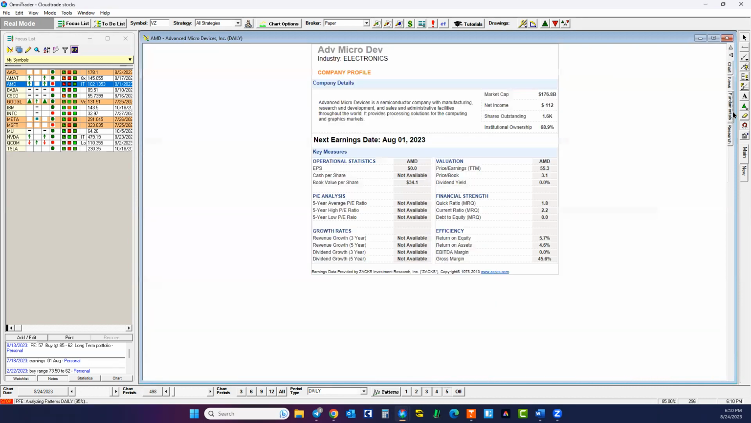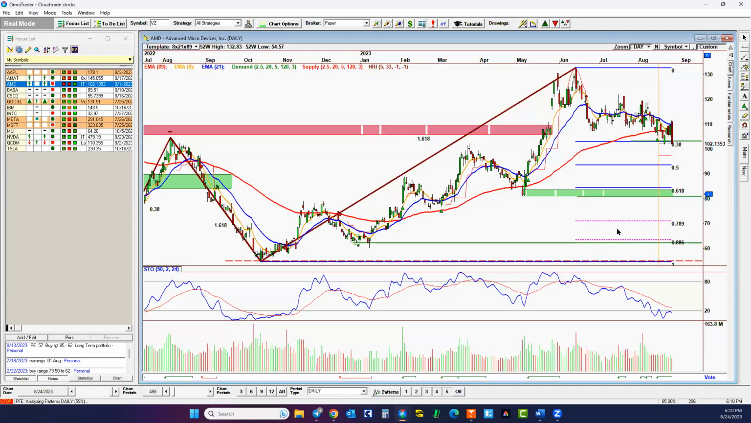Now, if we look at AMD's fundamentals, PE of 55, it's very expensive, even though it has dropped from those highs above 130 to 102. So it's 30% down from the highs, and it's still expensive. And that's why it hasn't made it onto the new trade list. So looking for that 80 or even down as far as that 60, 65 level.